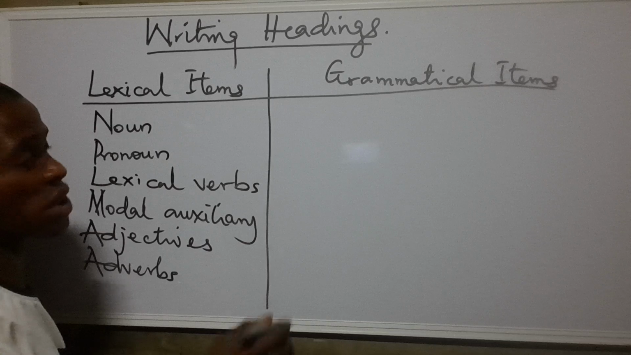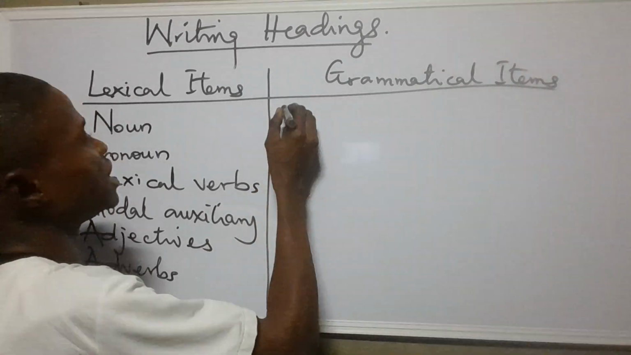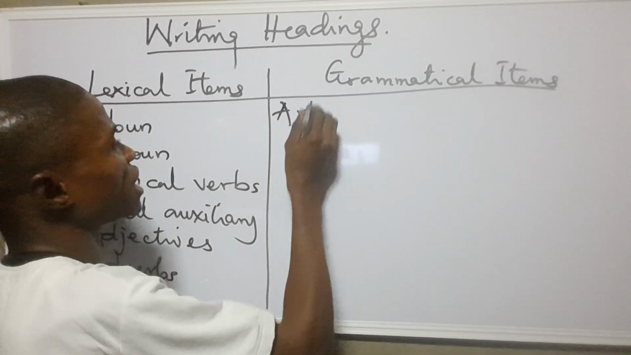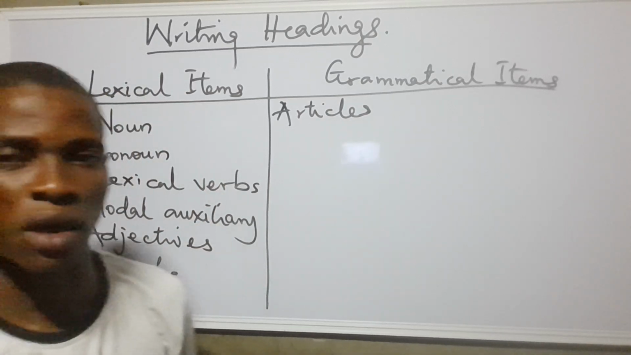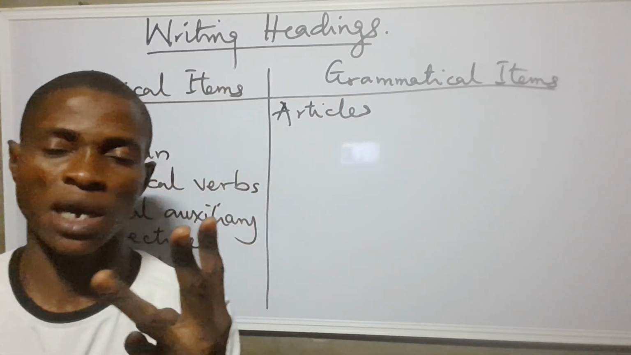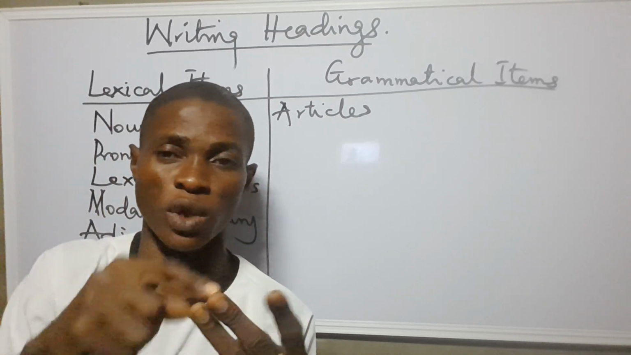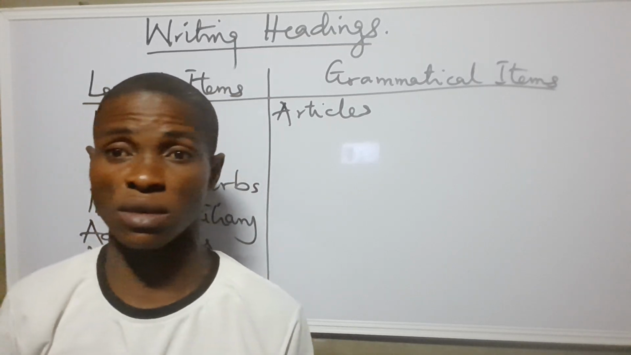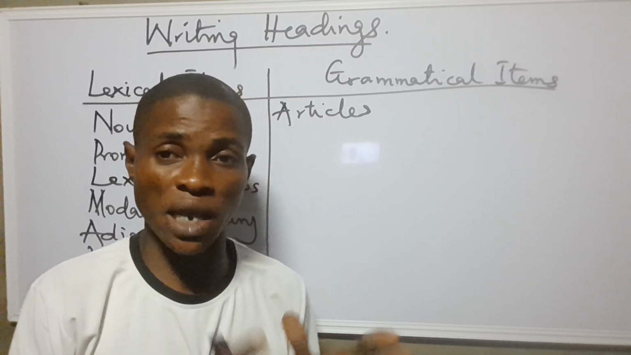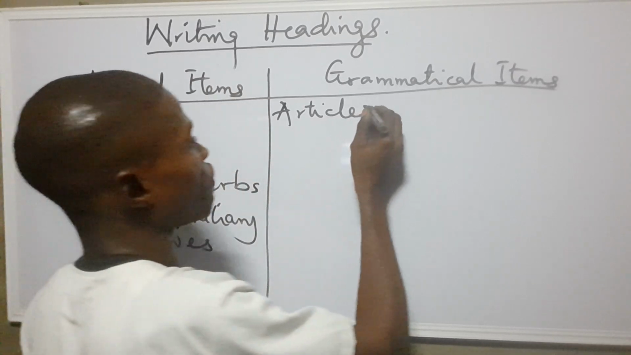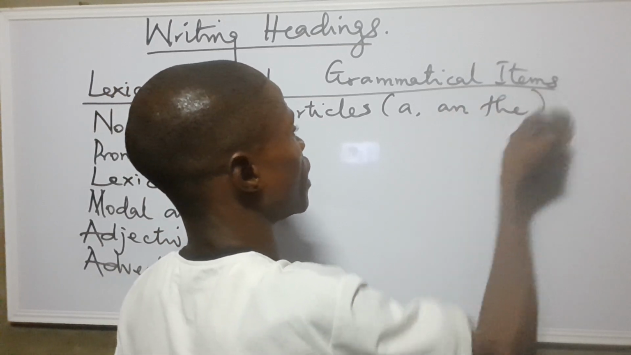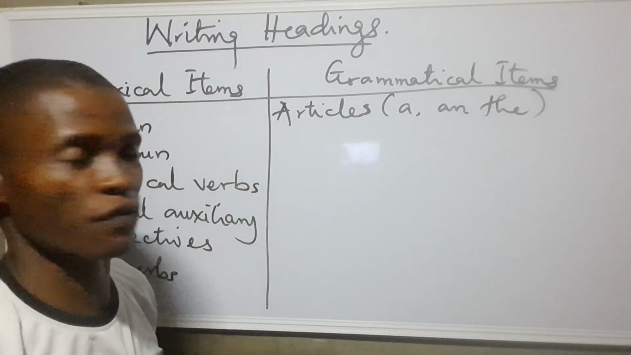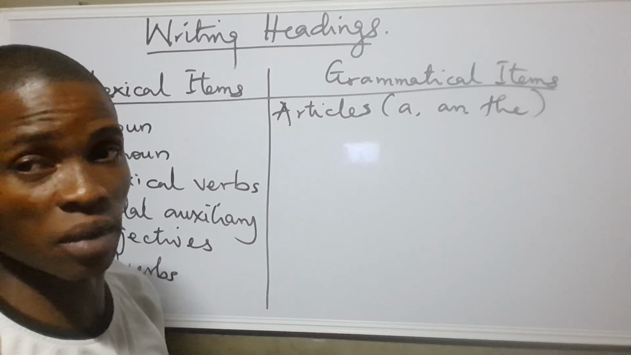And the first thing that we need to consider in the grammatical items is called the determiners, or let's say the articles. Now, you should remember in grammar, we have three basic articles: a, an, and the. We're talking of definite and indefinite articles. If you have any of these three, a, an, or the, in the title, we need to refer to this as a grammatical item.